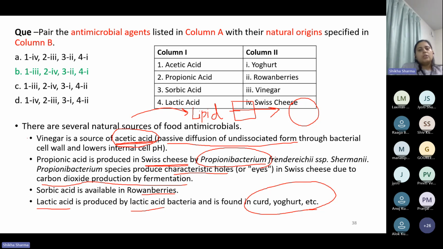Also, low pH can overall affect the homeostasis of the bacterial cell. So these organic acids lower the pH, and thereby the microorganisms cannot grow.